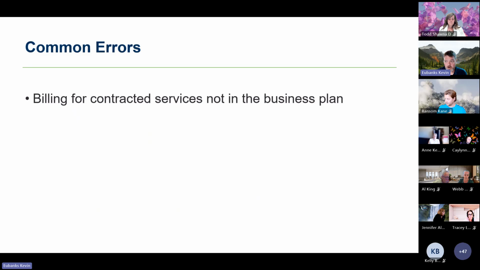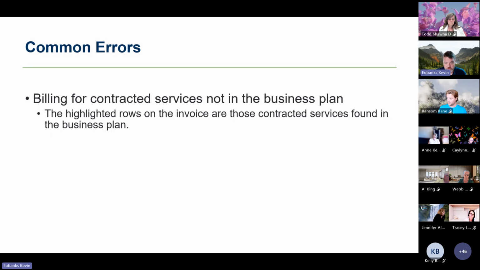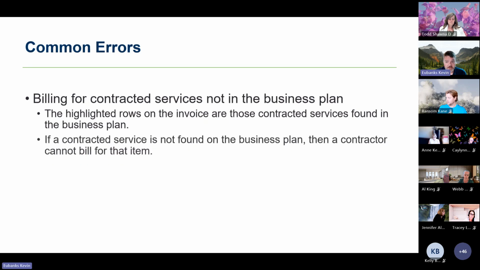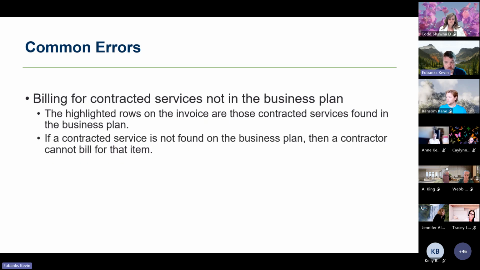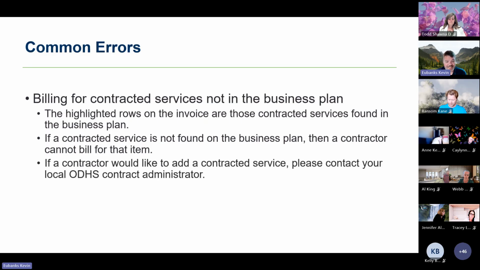More common errors that we see are billing for contracted services not in the business plan. The highlighted rows on the invoice are those contracted services found in the business plan. If a contracted service is not found on the business plan, then a contractor cannot bill for that item. If a contractor would like to add a contracted service, please contact your local ODHS contract administrator.